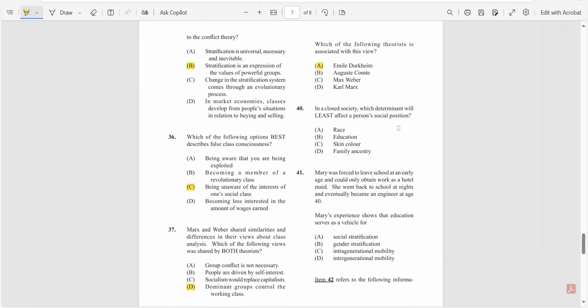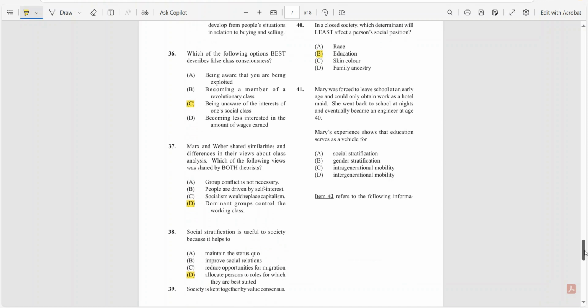40. In a closed society, which determinants would least affect a person's social class? And that is education. Alright, so remember that in a closed society, the factors that really affect an individual would be those that they were born into. So their race, their skin color, their family ancestry.